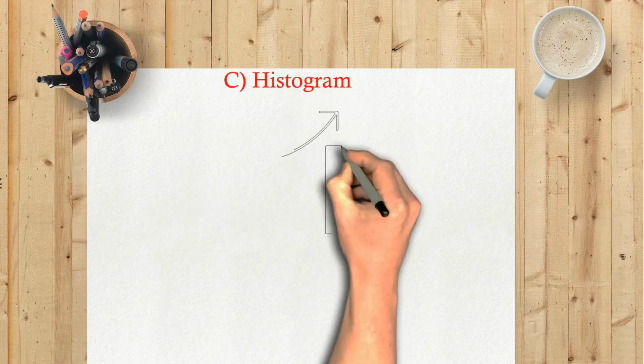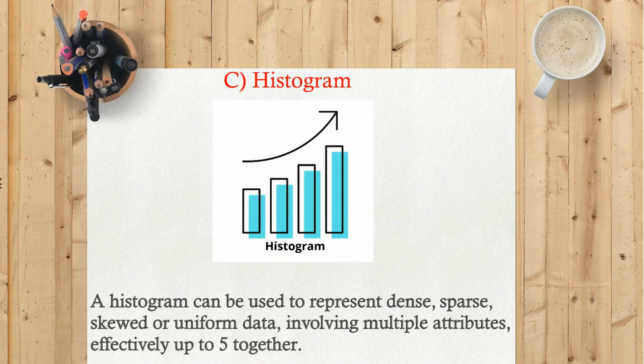C. Histogram. A histogram can be used to represent dense, sparse, skewed or uniform data, involving multiple attributes, effectively up to 5 together.